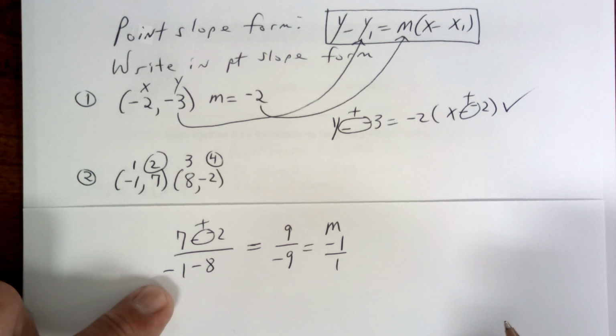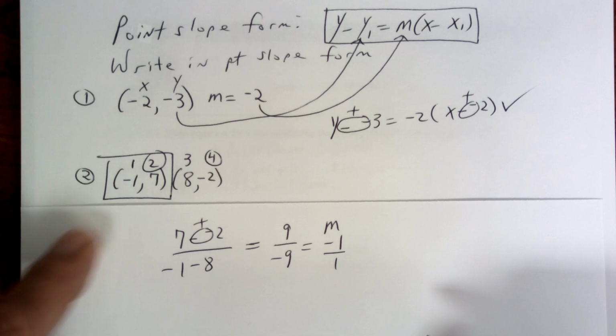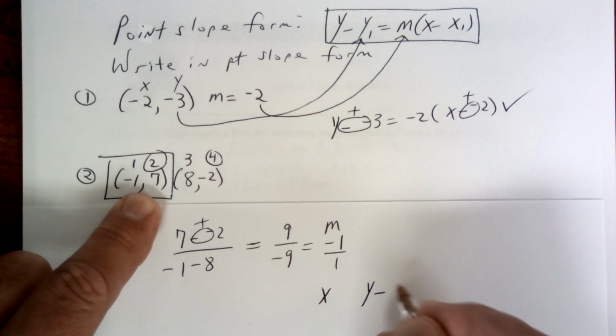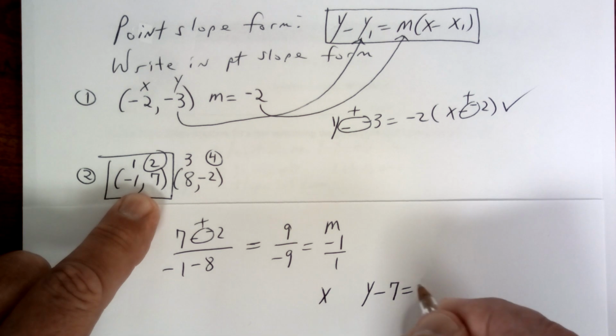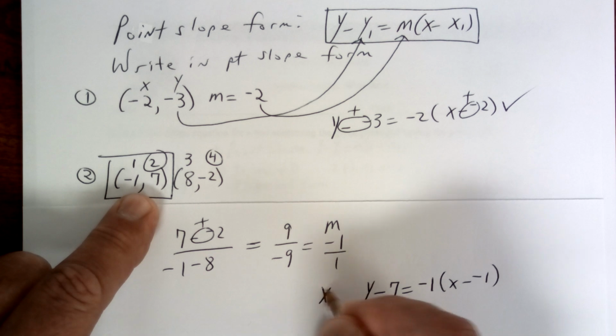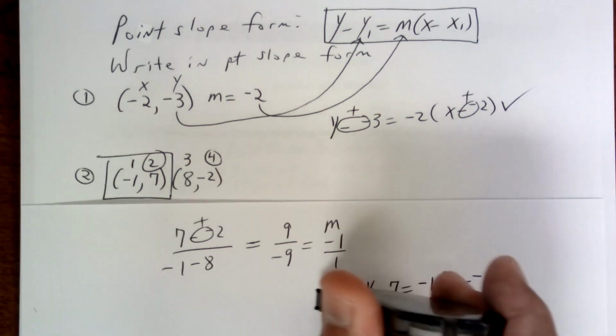Anyhow, I think I said I want you to use the front number. Doesn't matter, but I do want this one. So it's going to be y minus your y equals your slope, and then x minus your x, which is a negative. Okay? Make sure you understand point slope formula.